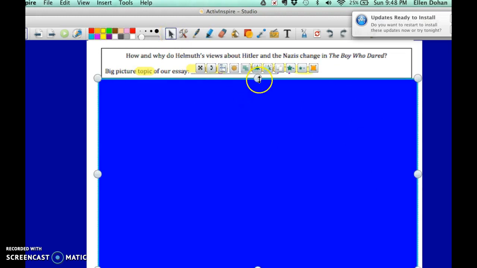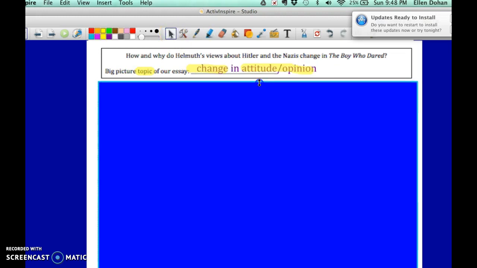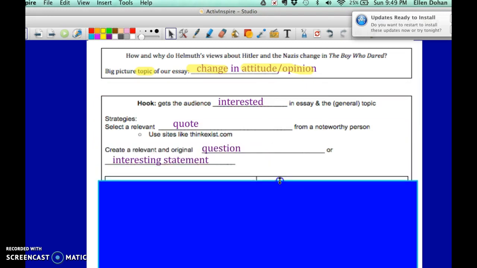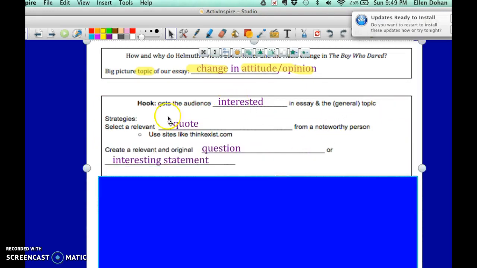Knowing the big picture topic is going to be helpful for our hook, because our hook, again, is starting broad. It's starting with the big picture topic. So when we generate a hook, we use three main strategies. The reason we use three main strategies is because the purpose of the hook is to get the audience interested in the essay or the general topic. It's not to jump right into the information about the story, but to get the audience interested.